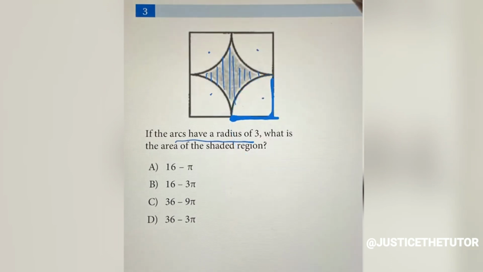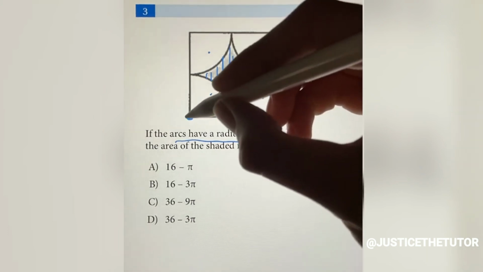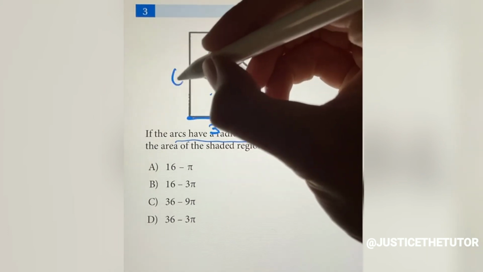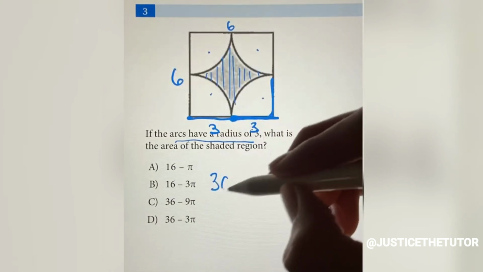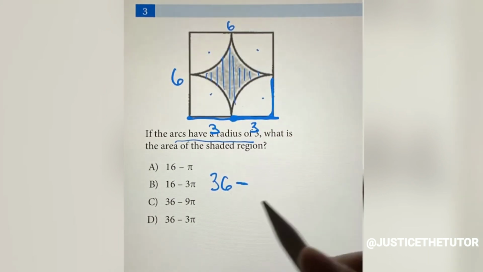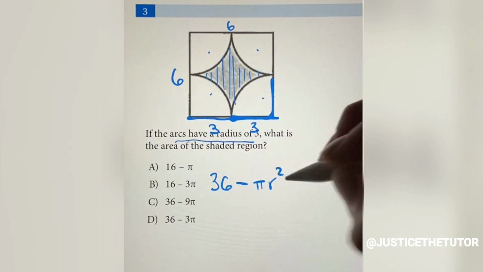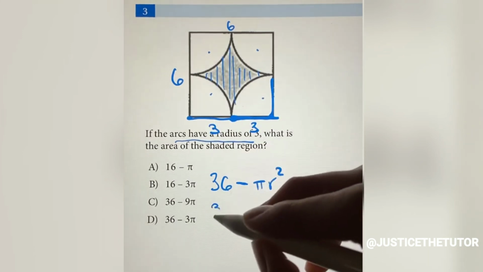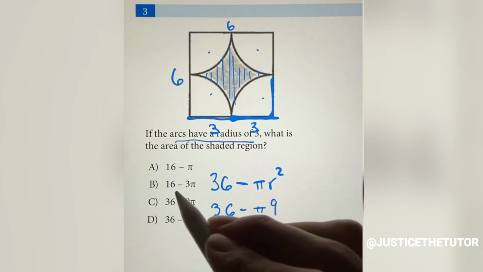So now what we have to do is find the area of this square. And if the radius is equal to 3, that means that this piece to here is also 3, which means the side length is 6. And the area is just 6 times 6, which is 36. So you have to take this number and subtract it by the area of this circle. And the area of any circle is pi r squared, and the radius is 3, so this is 36 minus pi times 3 squared, which is 9. So this is our answer.